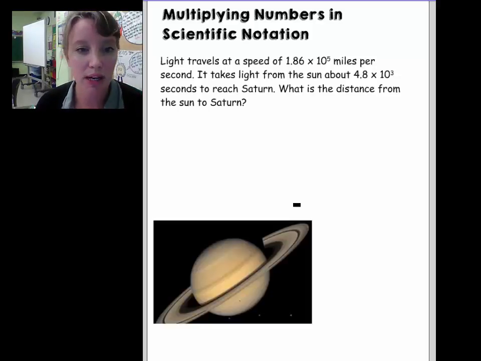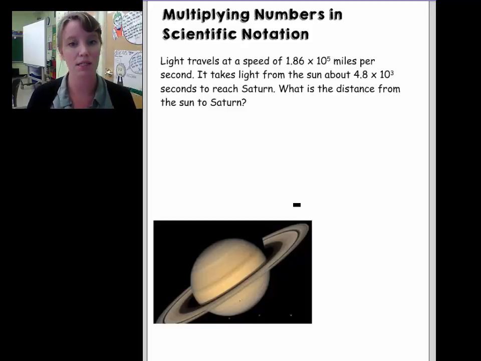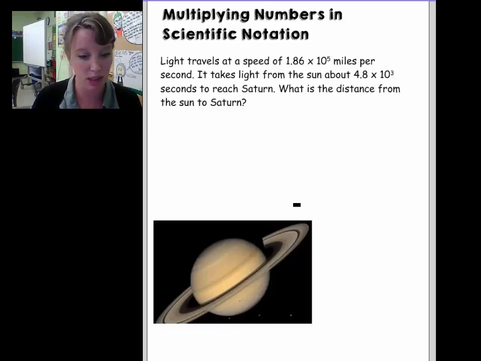Okay, so if we say that light travels at a speed of 1.86 times 10 to the 5th miles per second, and it takes light from the sun about 4.8 times 10 to the 3 seconds to reach Saturn, what is the distance between the sun and Saturn?